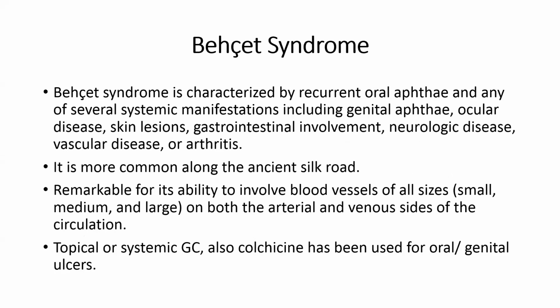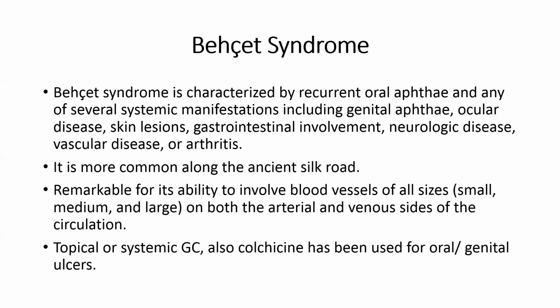In the next few slides, I will discuss Behçet syndrome very briefly and a new treatment option for one of its most important manifestations. Behçet syndrome is characterized by recurrent oral aphtha and any of several systemic manifestations, including genital aphtha, ocular disease, skin lesions, gastrointestinal involvement, neurological disease, vascular disease, or arthritis. It is more common along the ancient Silk Road. It is very remarkable for its ability to involve blood vessels of all sizes, small, medium, and large, and on both the arterial and venous sides of the circulation.